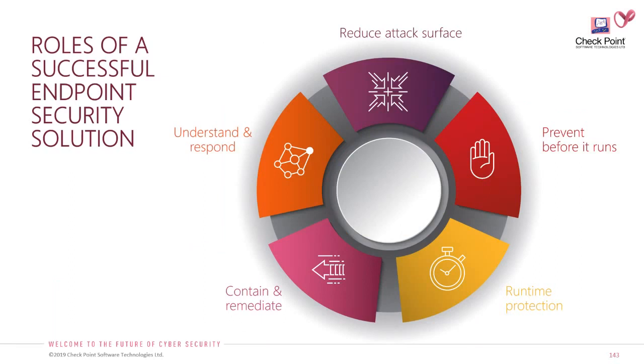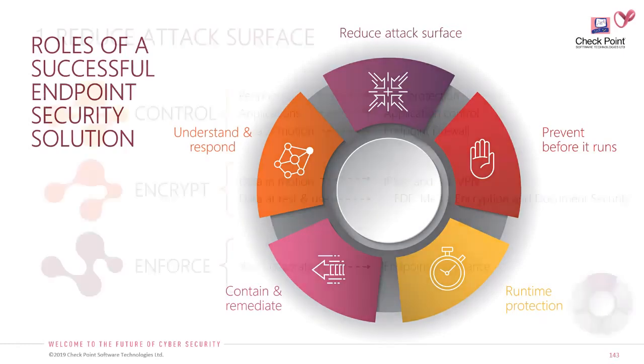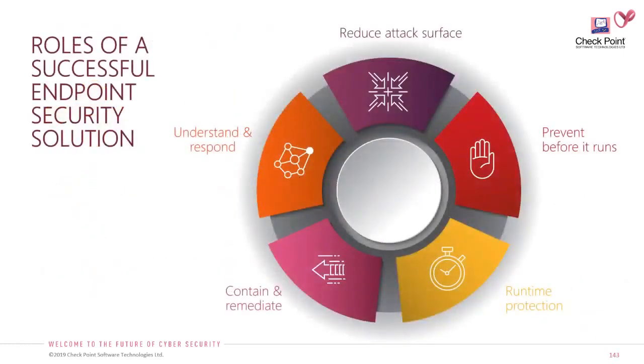The roles of a successful endpoint security solution. As I said, you should have the complete attack life cycle. You should have this complete cycle: reduce attack surface, prevent before it runs, runtime protection, containment and remediate, and understand and respond. The endpoint security solution should follow this approach to become a successful endpoint security solution. And CheckPoint has all these things. We'll see them one by one in the coming slides.